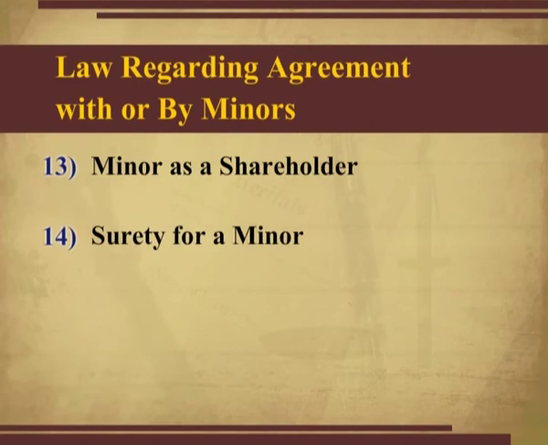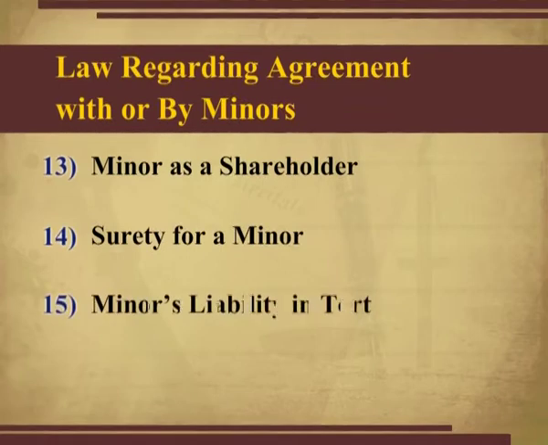Surety for a minor. If, in a case of contract of guarantee, an adult stands surety for a minor, the adult is liable under the contract, but the minor is not liable since the contract in the instant case is directly between the surety and the third party. Minor's liability in tort. What is a tort? A tort is a civil wrong independent of contract for which the ordinary remedy is damages. Therefore, if the act of the minor lies outside the terms of contract, he can be made liable. A minor is liable in tort unless the tort is in reality a breach of contract.